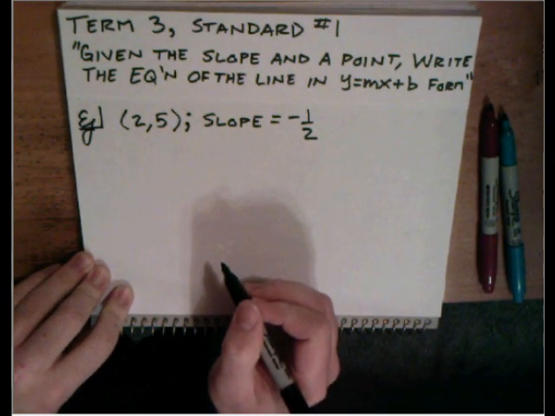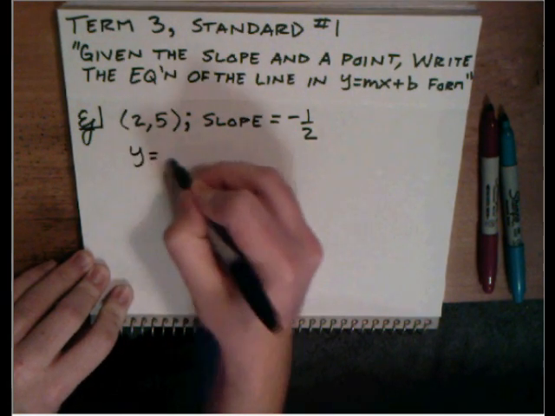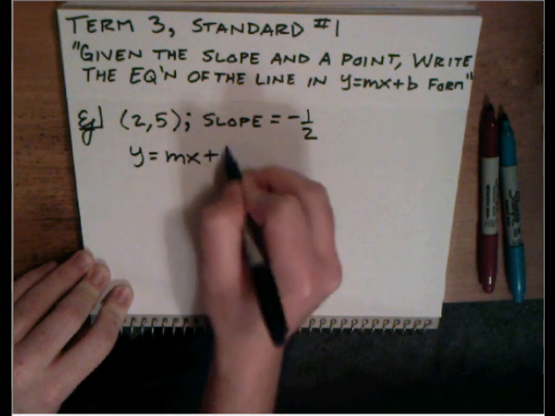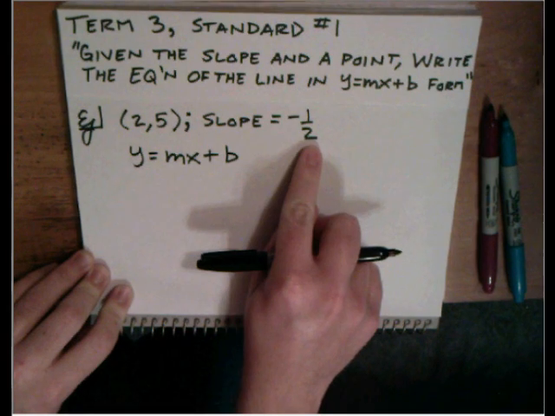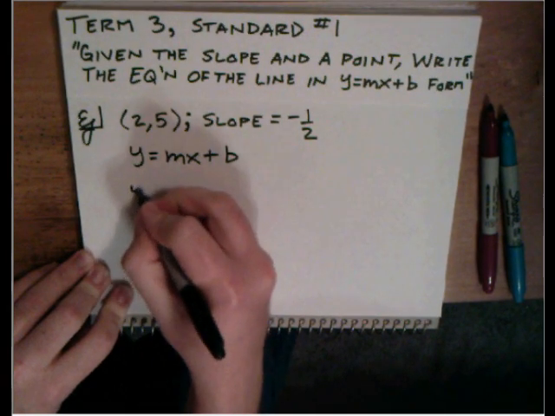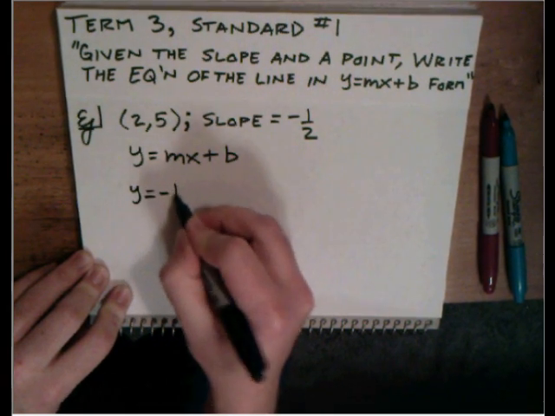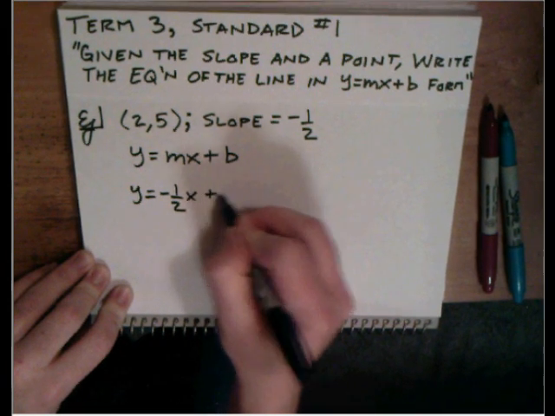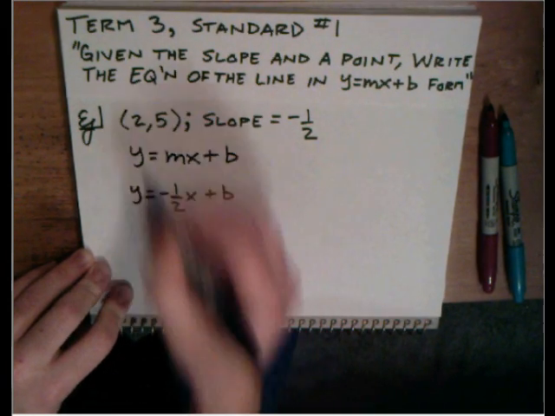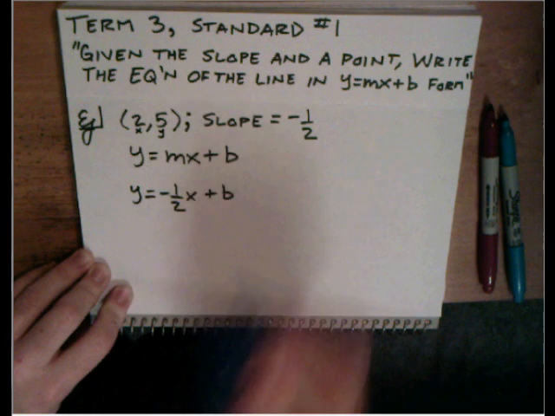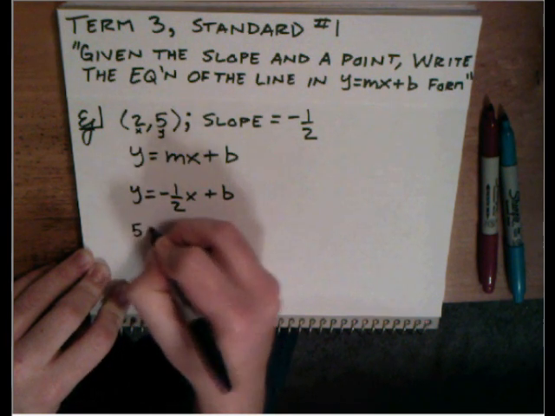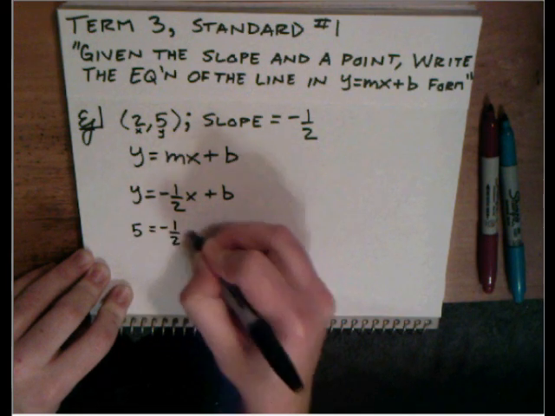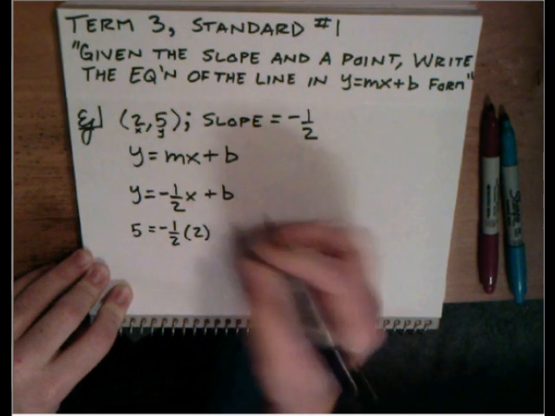So here we go. So to start off, we're going to use y equals mx plus b form. So keeping that in mind, that's where we're going. Let's start by plugging in the slope. So the slope is m, so I'm going to plug it in right there. So no longer mx, it'll be negative 1/2 x plus b. And now I need to use the fact that this point, 2, 5, is actually my x and y values. So y is 5 equals negative 1/2 times 2, because 2 is my x value, plus b.